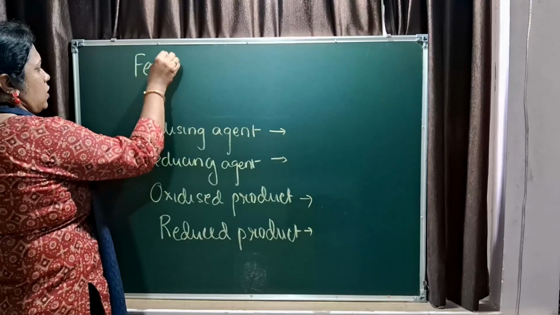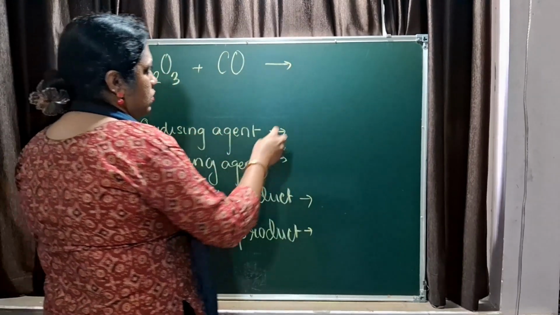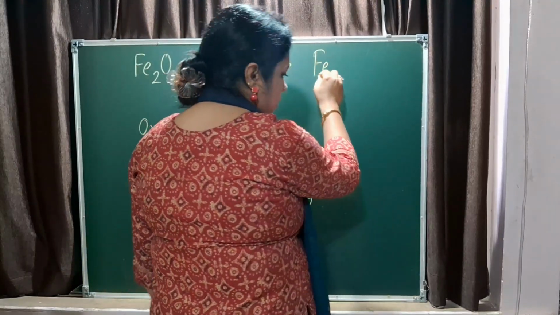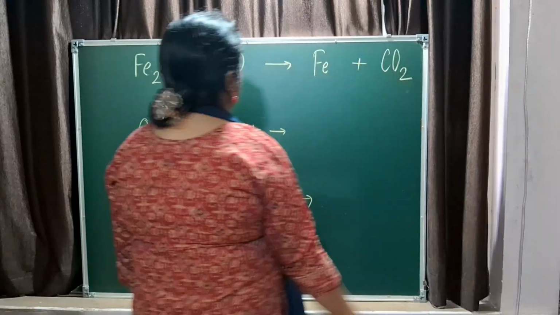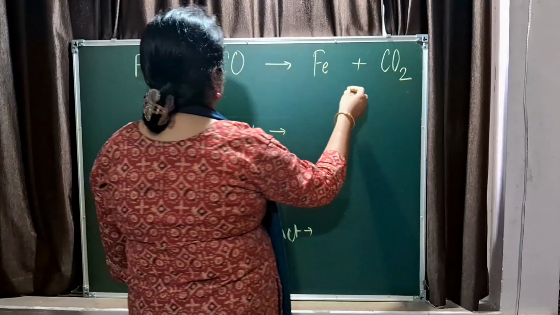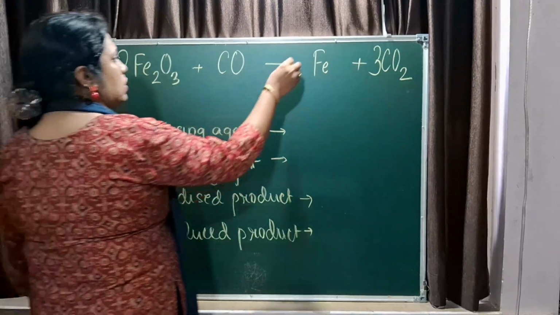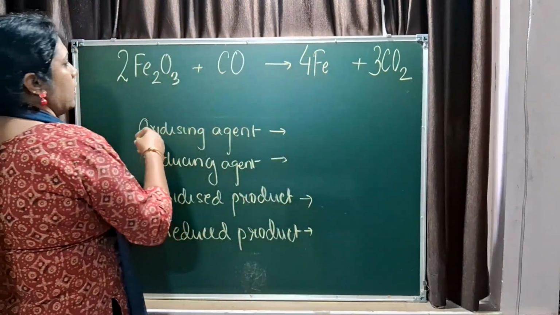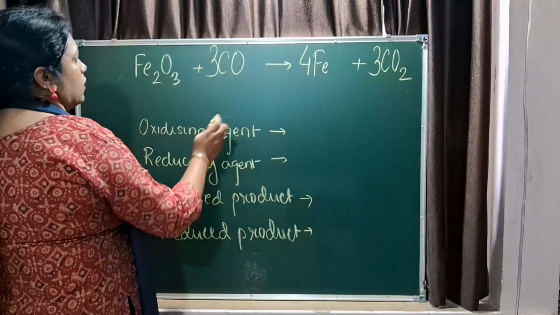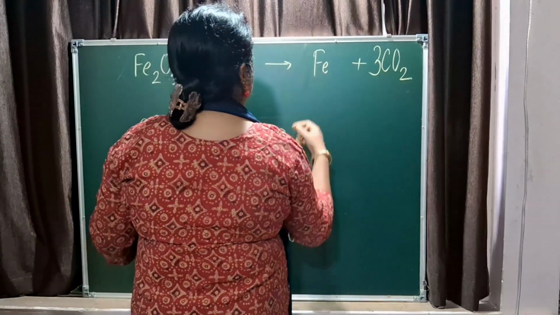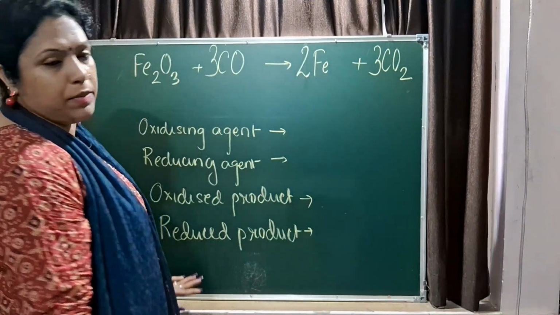That is your ferric oxide plus carbon monoxide gives you iron, that is iron metal, and carbon dioxide. You have to balance the reaction. 3 oxygen is there, so let it be 3. So 2. This is 4 and 3. This will not be 4. This will be 2. Okay, this is your balanced chemical equation.